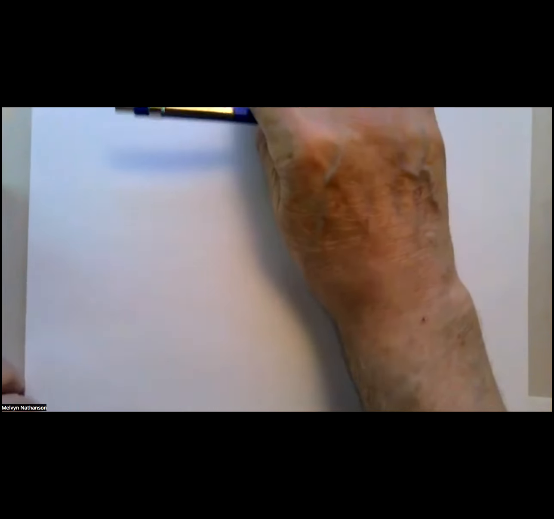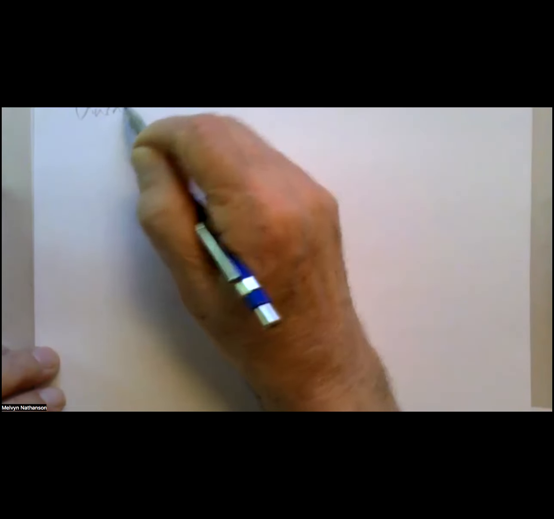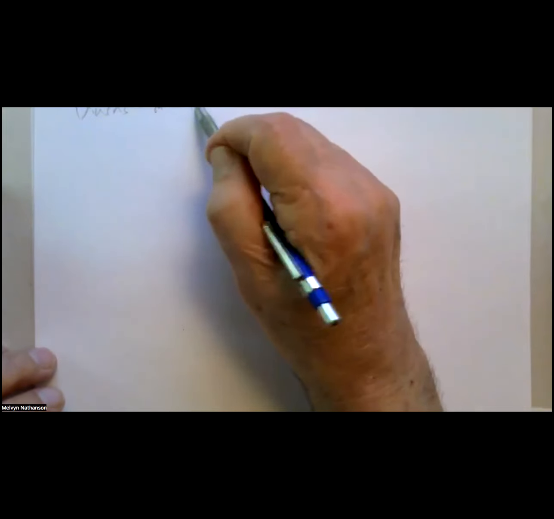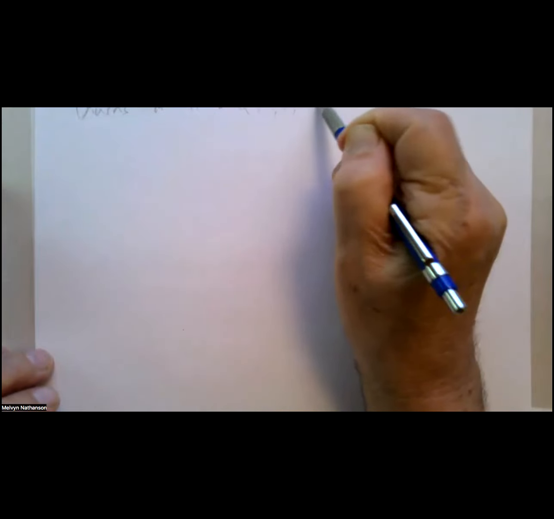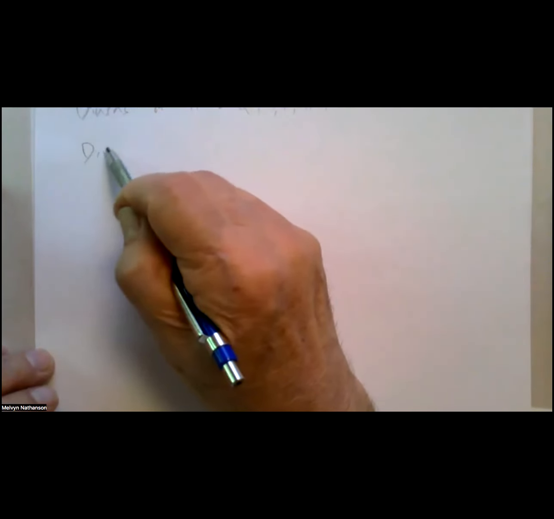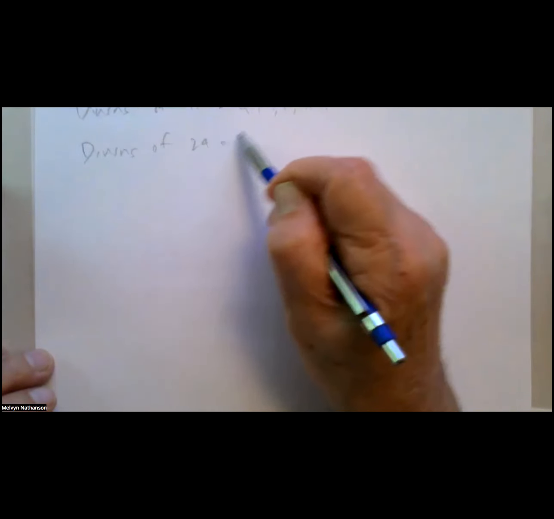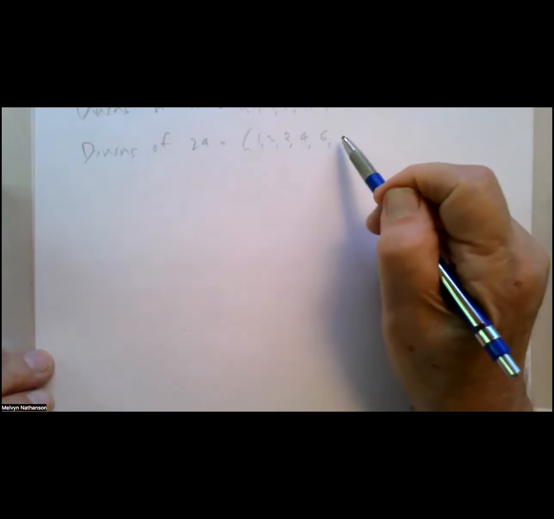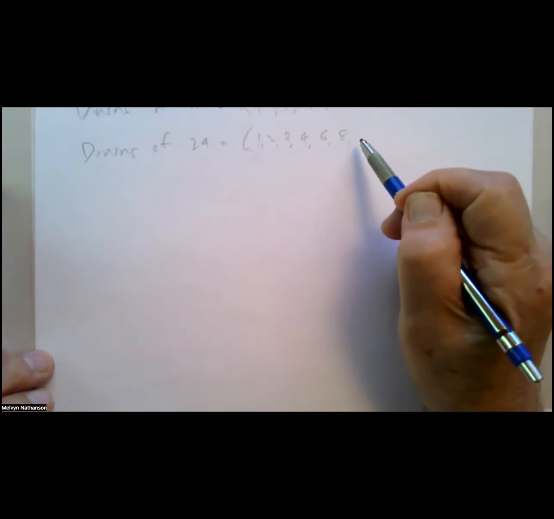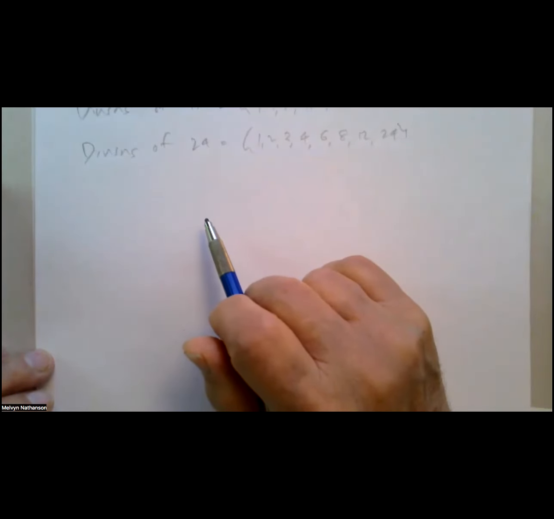Sometimes it's useful to know, in fact, what are all the divisors of a number? Suppose I want to know, what are the divisors of 15? 1, 3, 5, and 15. What are the divisors of 24? 1, 2, 3, 4, not 5, 6, not 7, 8, 12, and 24.